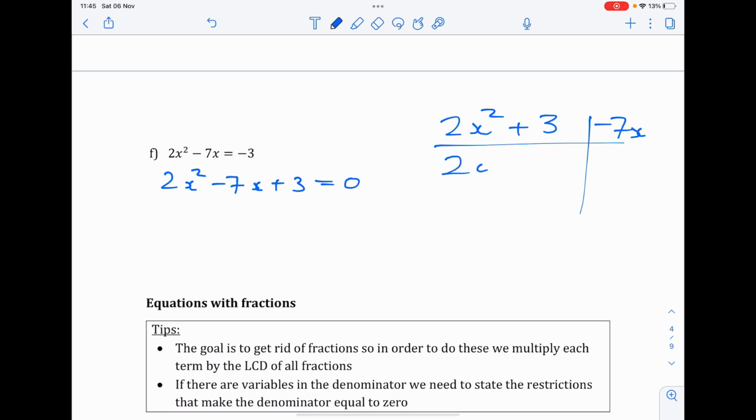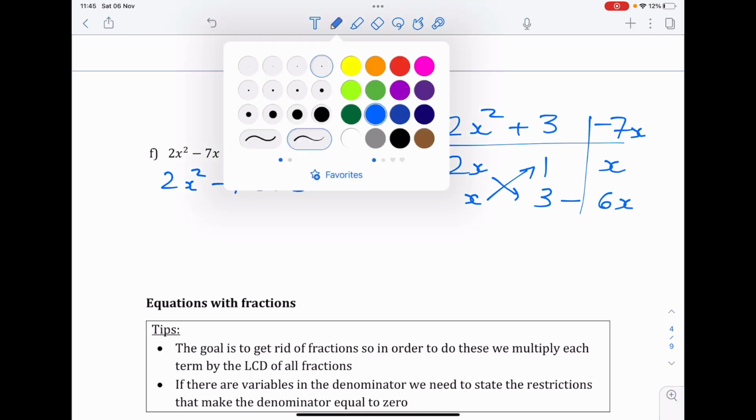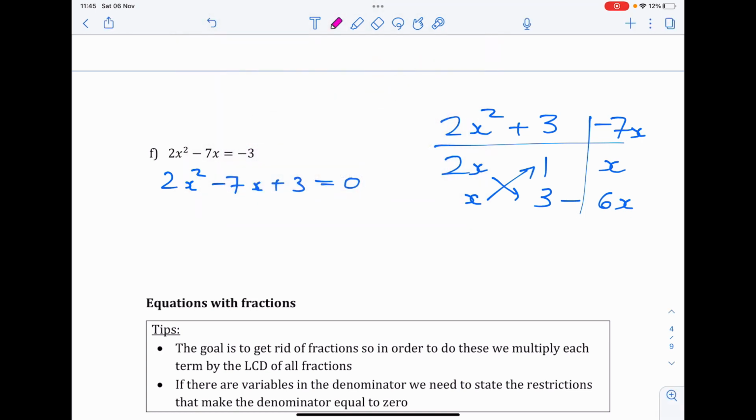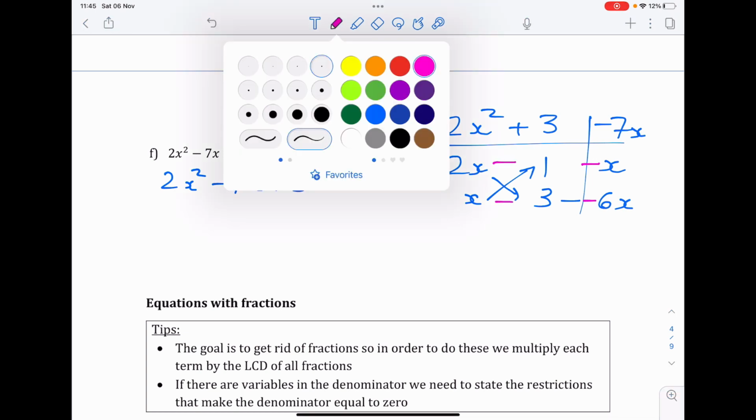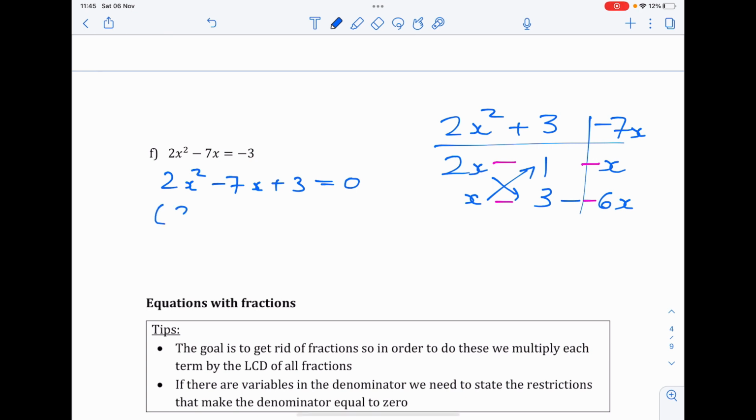So 2x and x, the two factors of 2x squared, and 3 and 1. 2 times 3 is 6x. x times 1 is x. How do we get to negative 7? We have to have a negative x and a negative 6x. Then swing those signs over, and there are your two factor brackets. 2x minus 1 and x minus 3 equals 0.